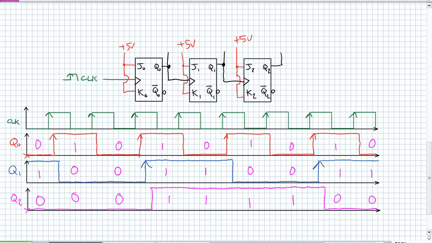Although we started at state 2, we're going from 2 to 1 to 0 to 7 to 6 to 5 to 4 to 3 to 2, and you guessed it, back to 1 to 0 to 7. Okay, so it's a down counter. It's still a 3-bit counter, except it's counting in a different direction. And the only thing I changed was this value right there. The clock input is now Q0 as opposed to not Q0.